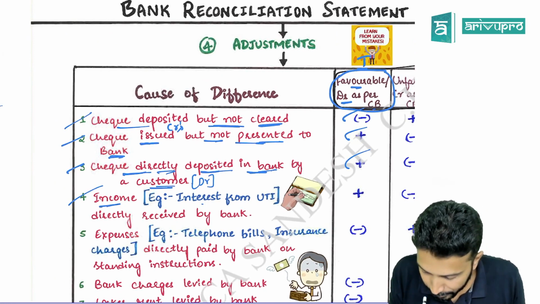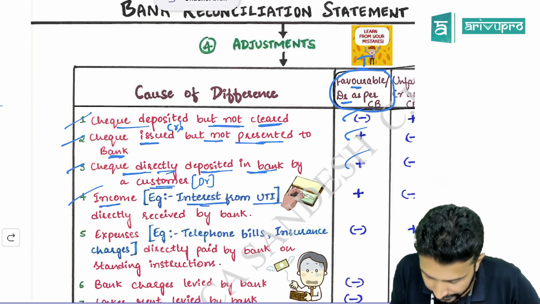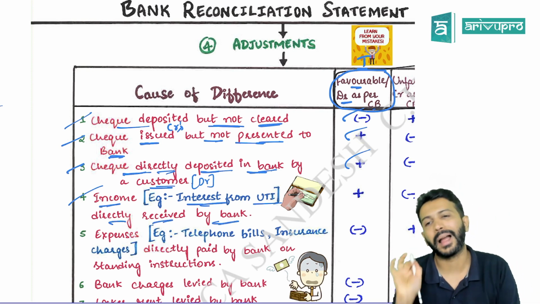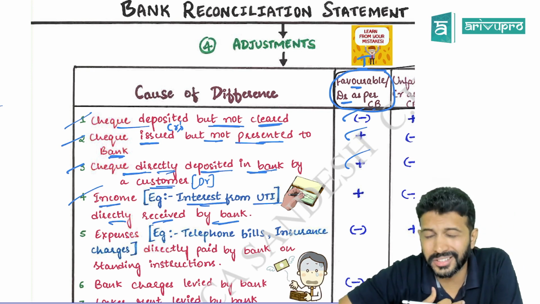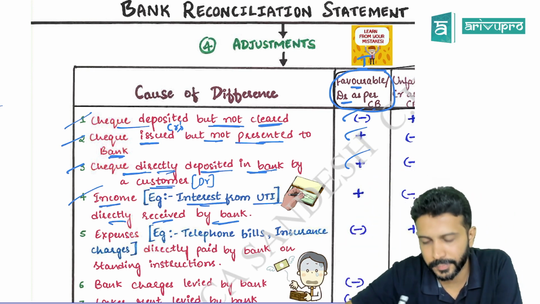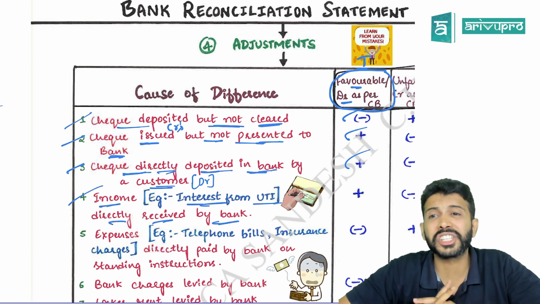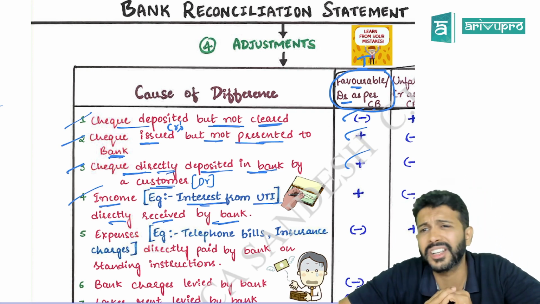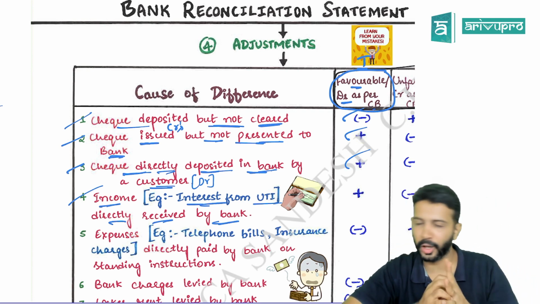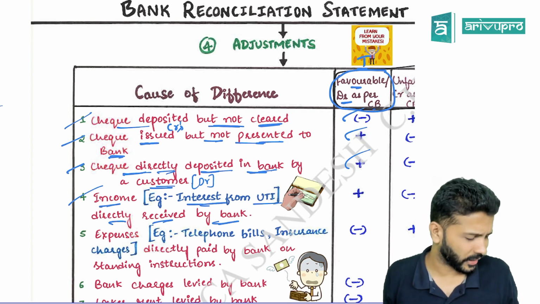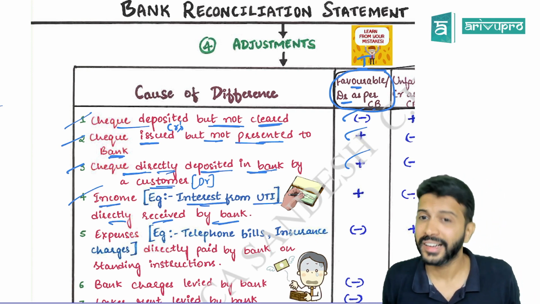Check the fourth scenario. Income. For example, interest from UTI or interest from some deposit directly received by the bank. One income, no? Who has received? Business has received or directly bank has received? Like if you have invested in shares, you know that on shares you get something known as a dividend.